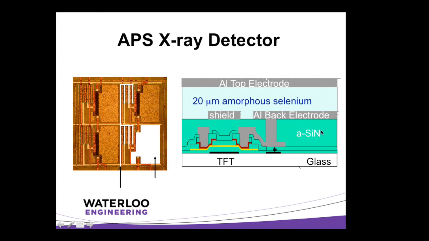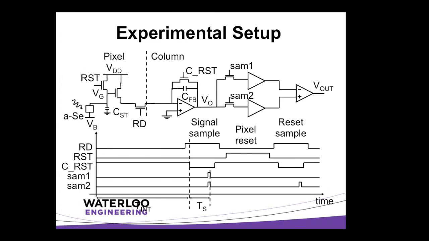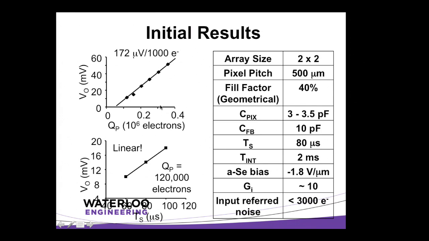So we made the electronics, we made the transistors, we fabbed it all, and then we sent it off to our friend who put the selenium on top. And we got some decent results, right? We did actually the whole chain. We got the pixel, we got the column amplifiers, we got sample and hold circuits to do correlated double sampling, right? And we were able to get some pretty good results.